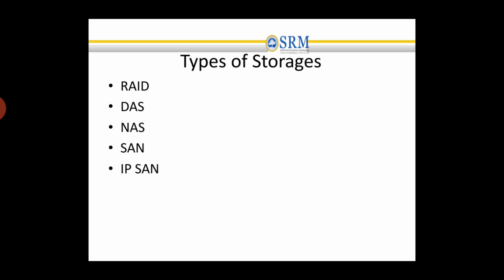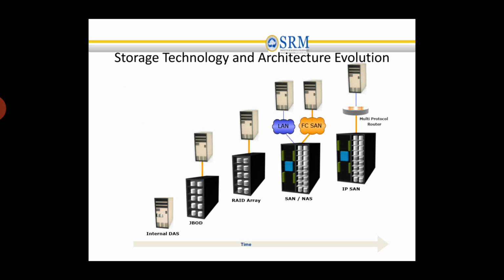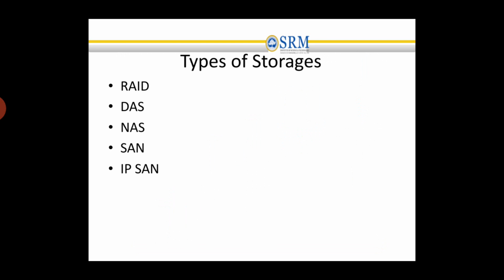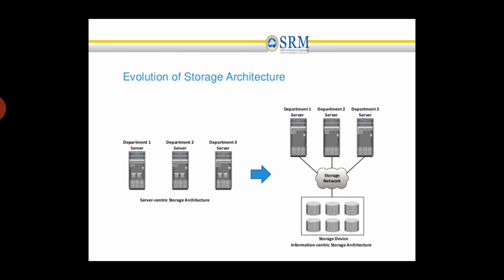You can have different types of SANs also, that we will see in depth later. And the next type of storage is your IP SAN. That is what we had in your previous diagram. That means you can have an option of a multi-protocol router. So, storage area networking over the internet protocol, that is the kind of storage we have in IP SAN.